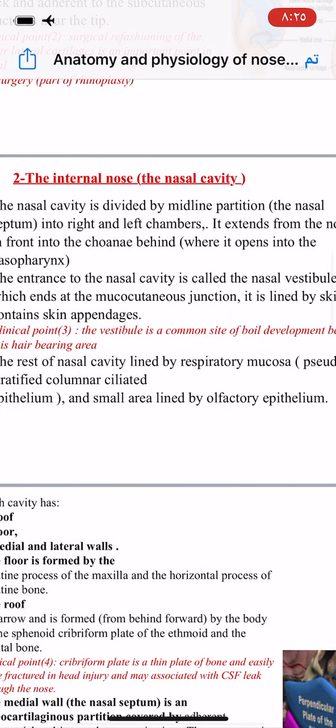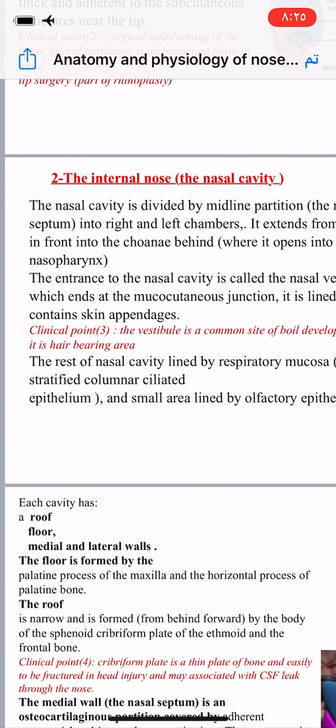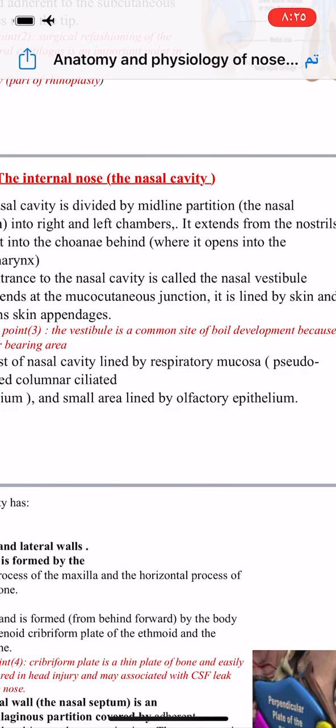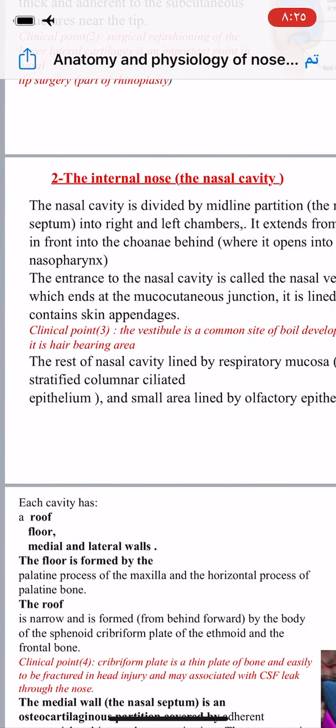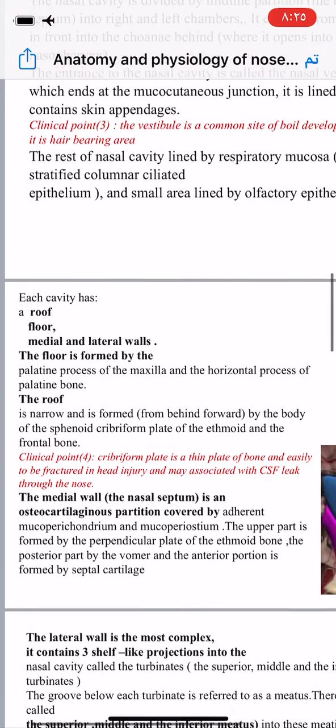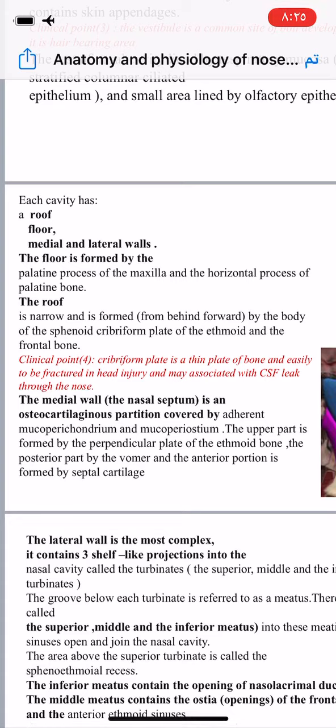The rest of the nasal cavity is lined by respiratory mucosa, which is pseudostratified columnar epithelium, ciliated type, and a small area is lined by olfactory epithelium. So the nose has three types of lining: skin, respiratory, and olfactory. Each nose has a roof, floor, medial and lateral walls.